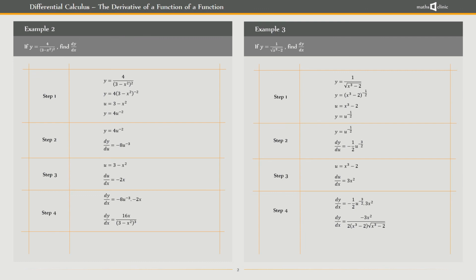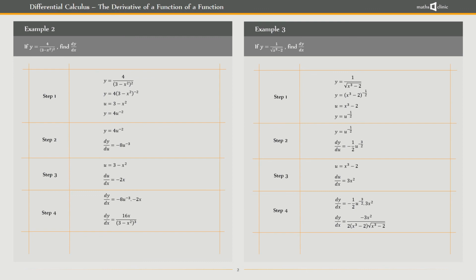When you multiply that out and you substitute u equals x cubed minus 2 back into your answer, you'd have that dy/dx is minus 3x squared divided by 2 multiplying (x cubed minus 2) multiplying the root of x cubed minus 2. And that would bring us to the end of this lesson.